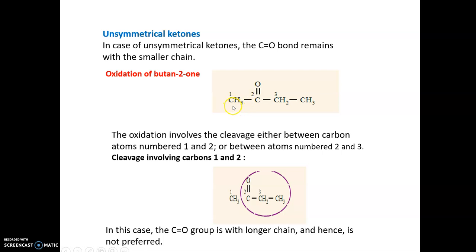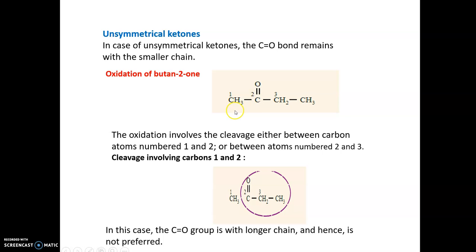So let us look at the oxidation of an unsymmetrical ketone. Here the characteristic feature is that whenever an unsymmetrical ketone is oxidized, the C=O carbonyl group remains with the smaller chain. Let us take an example of an unsymmetrical ketone, butan-2-one. This is the carbonyl. On one side I have a methyl and on the other side an ethyl.